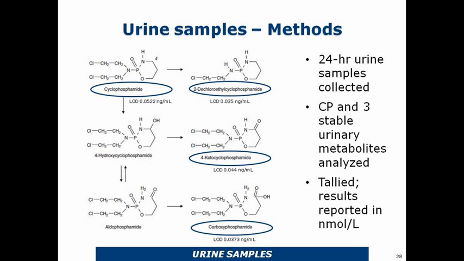In order to standardize everything, we collected 24-hour urine samples from workers as opposed to a spot sample, just because the half-life of CP is about 6 to 9 hours. So now we're getting at a minimum about 4 half-lives of the drug product. So hopefully we would be able to detect some stuff in that 24-hour period.